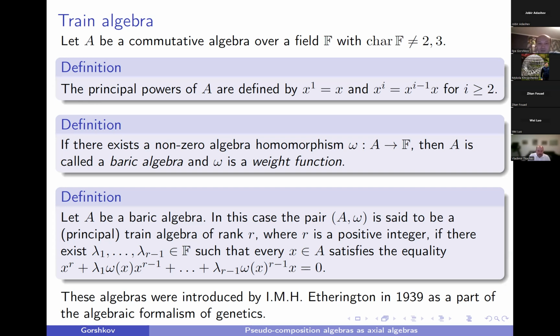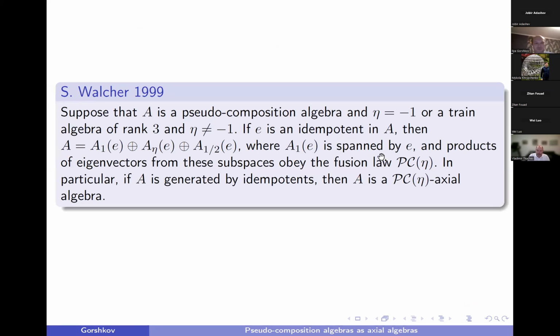Okay, and we want to say finally that these algebras, train algebras and pseudo-composition algebras, are good axial algebras, and we use the axial way to make a function in these algebras.